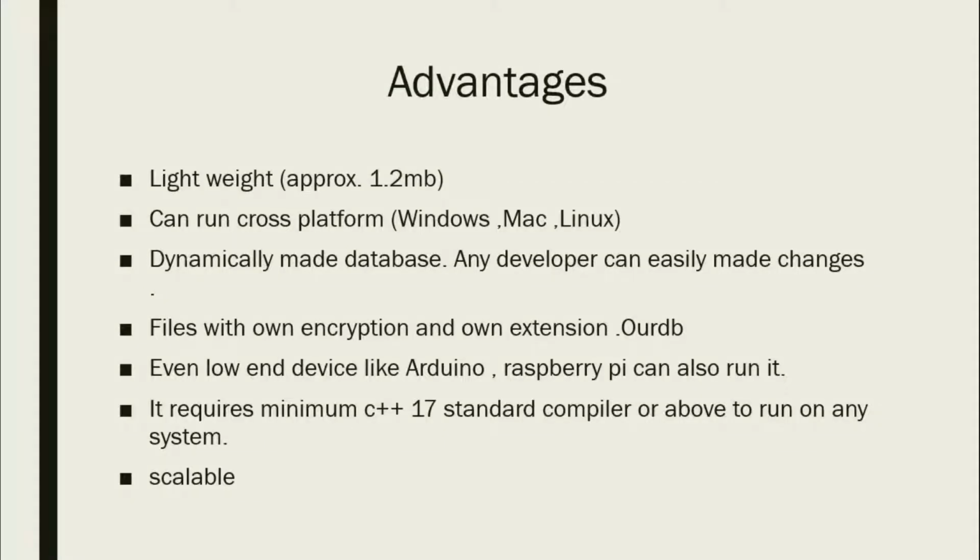Advantages of our DB database: it is lightweight, approximately 1.2 MB, and can run cross-platform, meaning Windows, Mac and Linux. You can run it anywhere. You just need to install a C++17 compiler. It is a dynamically made database; any developer can easily make changes to files with their own encryption and own extension, .overdb. Even low-end devices like Arduino and Raspberry Pi can run it because its size is so small. It requires a minimum C++17 standard compiler or above to run on any system. It is scalable. A developer can change or increase the code.